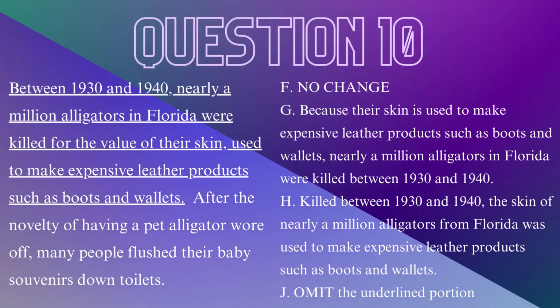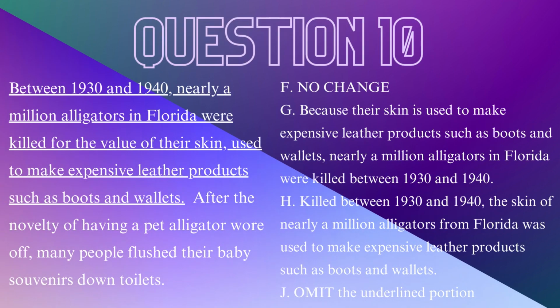Question 10. Here's the strategy I use to answer this type of question quickly. Look at the answer choices. I notice that choice J is omit the underlined portion. Let's consider that first before we waste valuable time reading the other lengthy answer choices. Also, consider the passage as a whole. Remember that it has been about different urban legends.